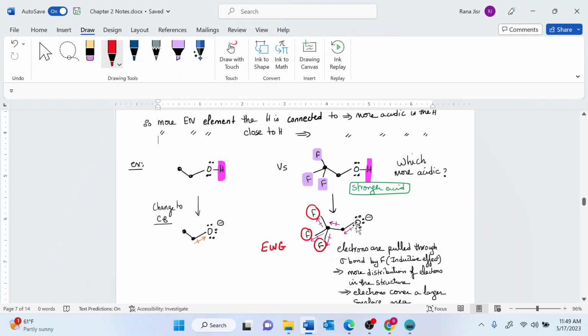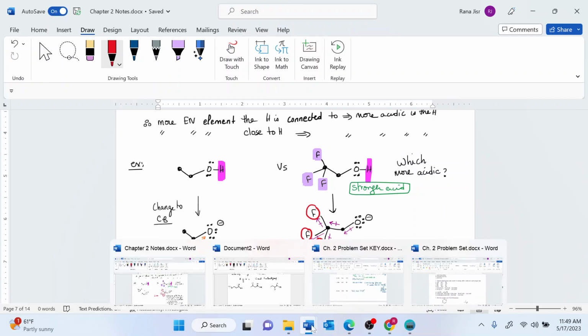Every time we talk about conjugate base stabilization, we always link this to the charge. The more distributed the charge over the surface area of the molecule or the ion, the more stable is the conjugate base. And this is going to make the acidic hydrogen more acidic.